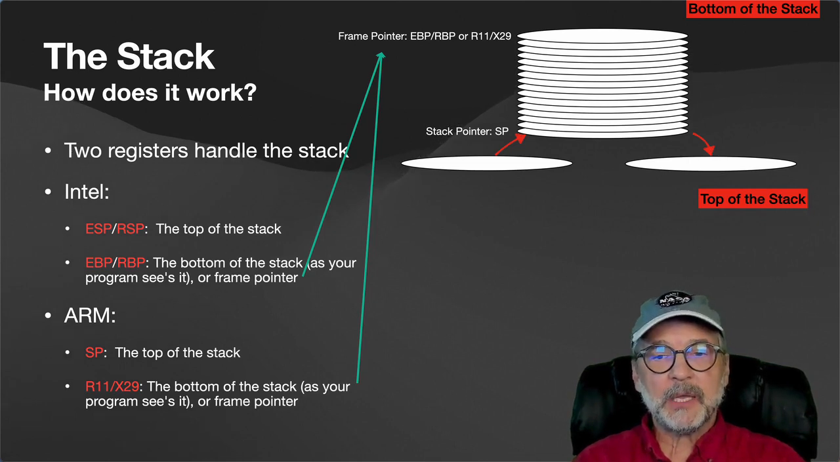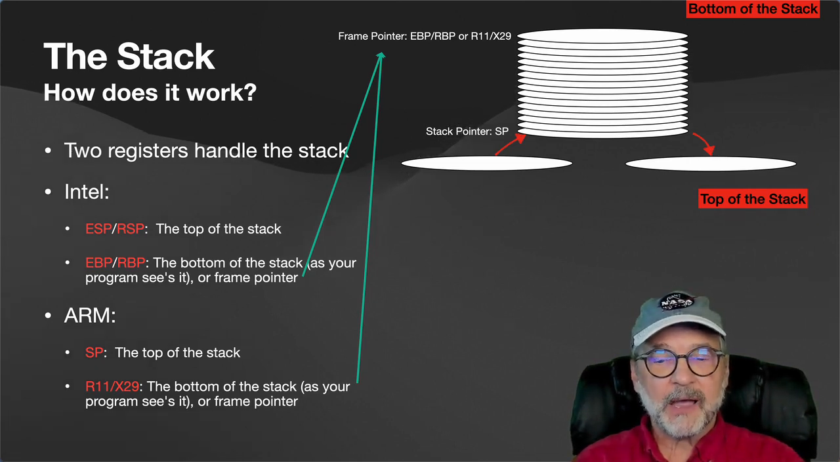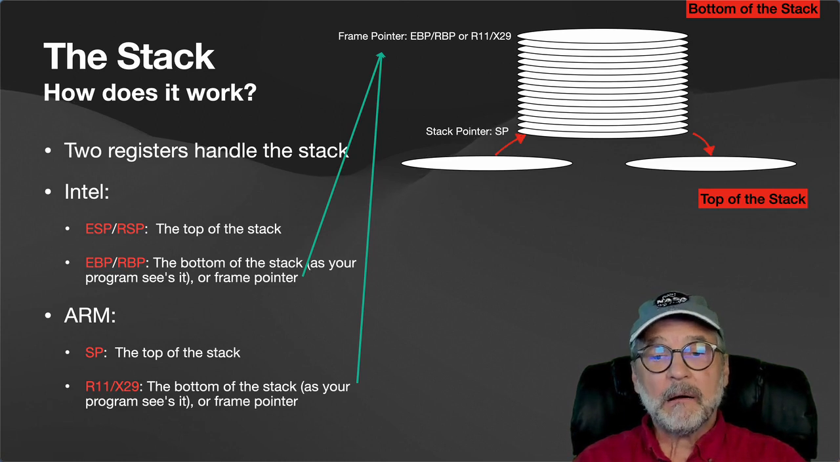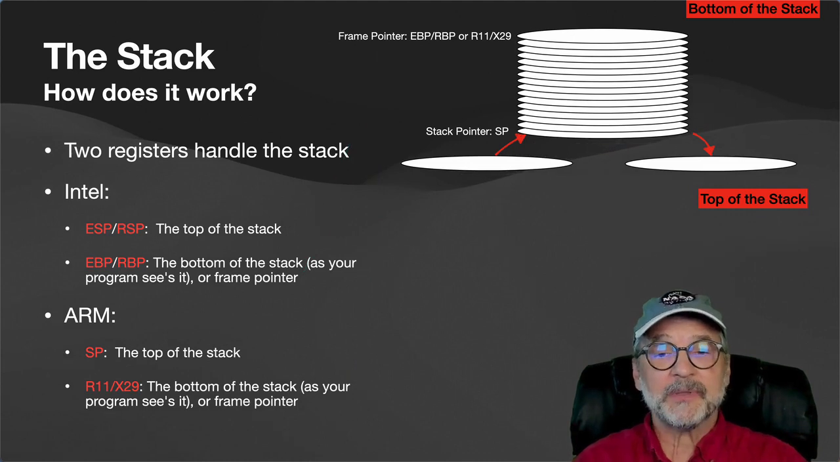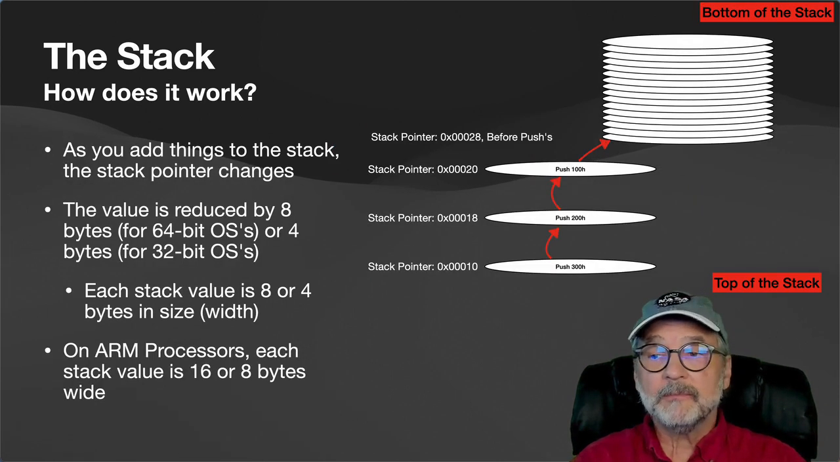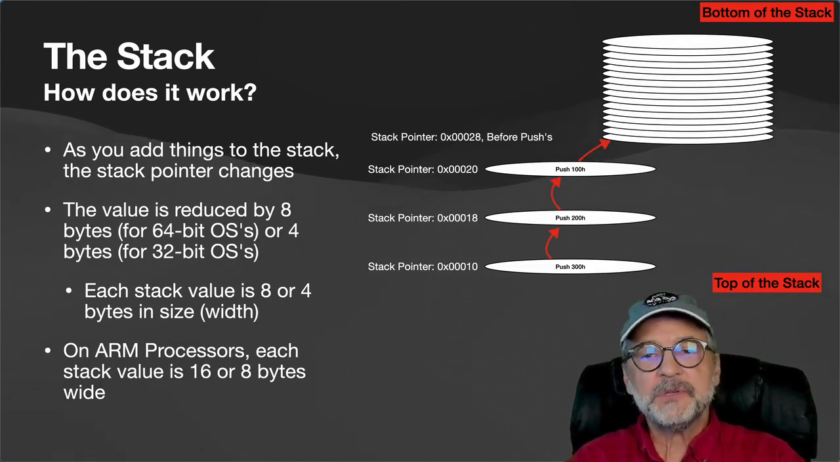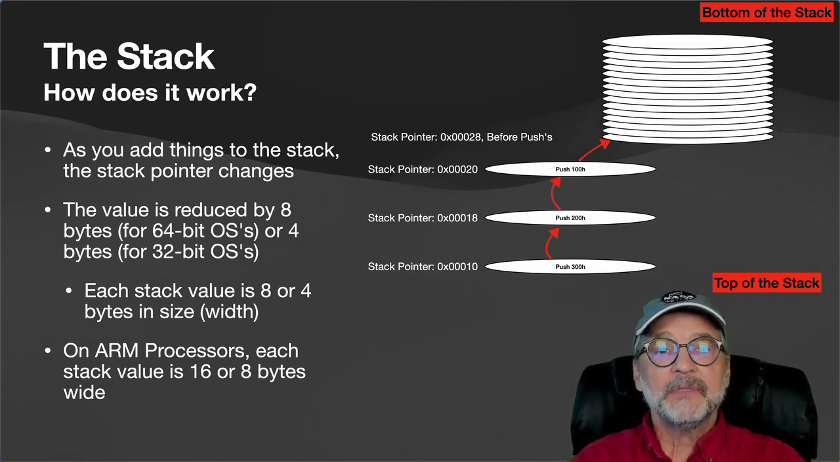So the EBP, RBP is the bottom of your stack in Intel. In ARM, it's R11 or X29. R11 in 32-bit ARM, X29 in 64-bit ARM. And then in ARM, the SP register is the top of the stack. And you're going to use that a lot. So as you add things to the stack, the stack pointer changes.